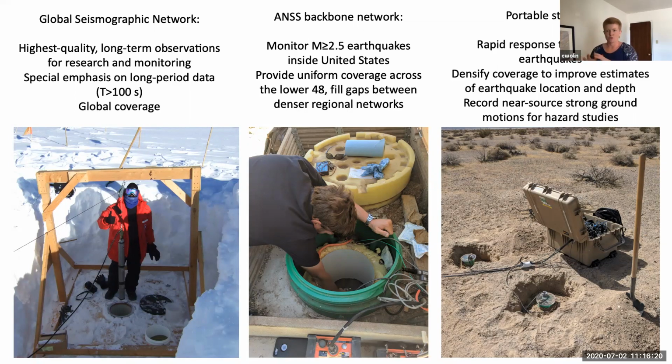So these are just 3 examples of the very different types of seismic instrumentation that you might find at a different station. If you were trying to study normal modes from magnitude 8 earthquakes, you're going to use the GSN. Our little portable stations are not targeted at observing those kinds of signals.